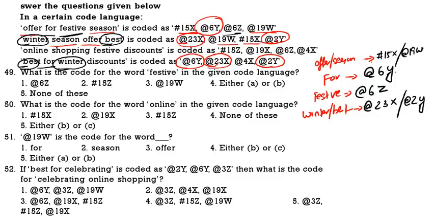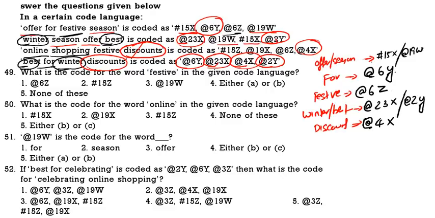Now come to the third one. Online shopping festive discounts. So here discounts you can see in common. See here we are having discounts. This is discounts. This is also discounts. Here we are having at for 4x, at for 4x. So discounts code is at for 4x. Now we are left out with online shopping because festive is already at for 6z.